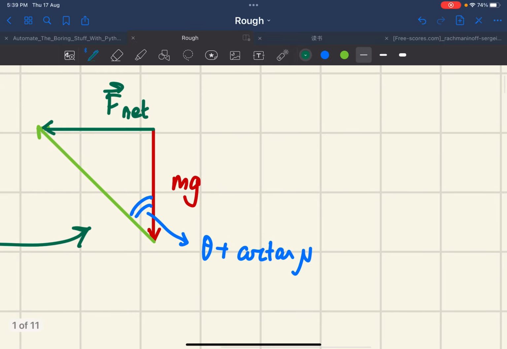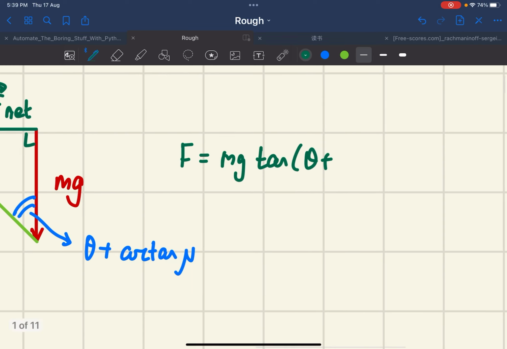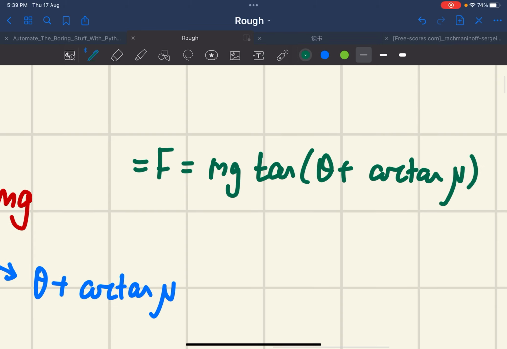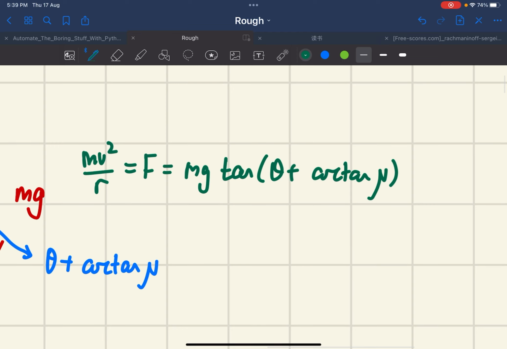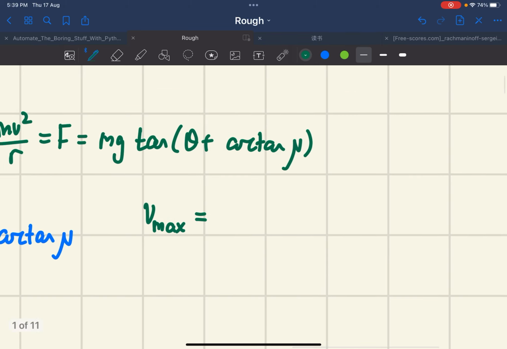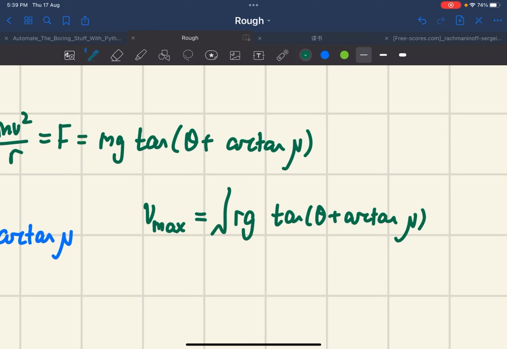Therefore, the net force using trigonometry is equal to mg tan(theta plus arctan mu). That equals the centripetal force, that equals mv squared over r, and thus v, or the maximum one, will be the square root of rg tan(theta plus arctan mu).